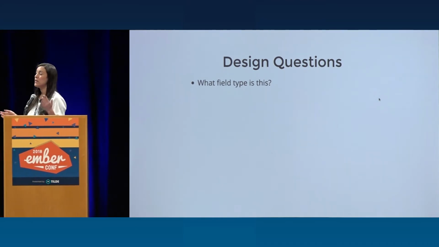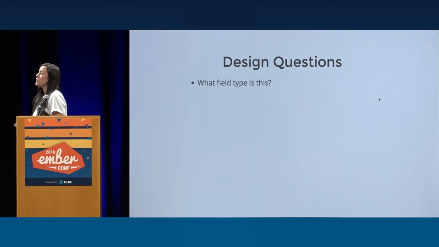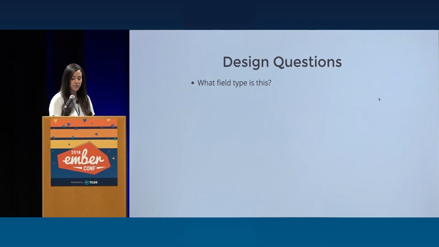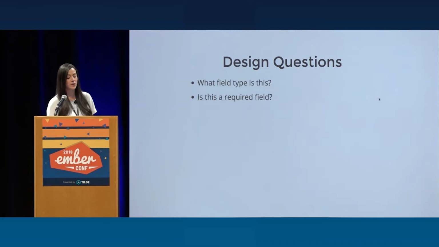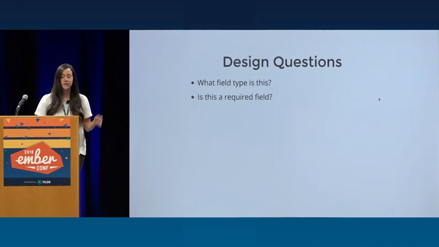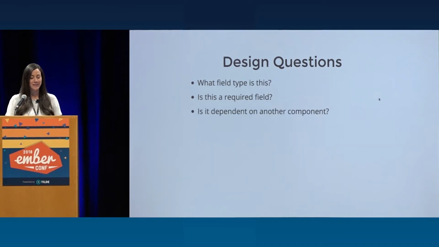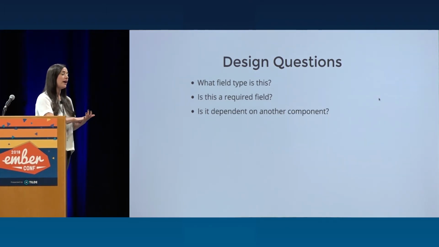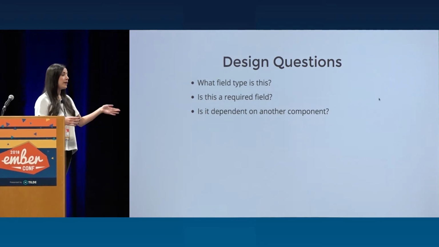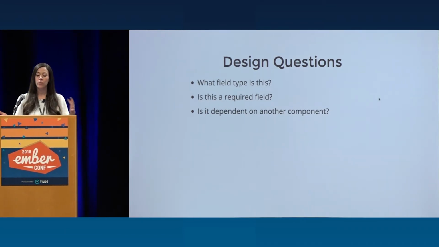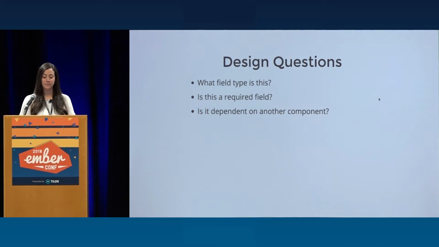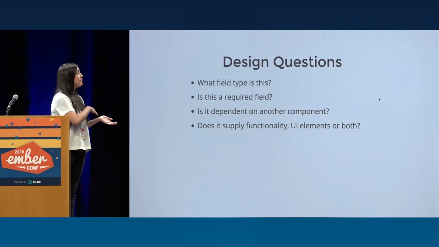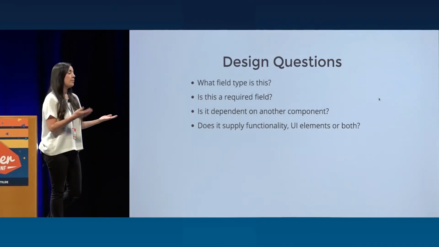Also, are we using a password versus email? Are we using phone numbers instead of email? So start thinking about those things. Is this a required field? It's self-explanatory. Is it dependent on another component? Like I said before, we had one component that had a bound property to the radio buttons, and so we want to see what is dependent on each other. And then also, do these components supply functionality for other components?